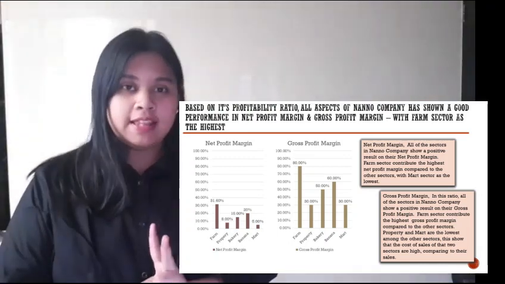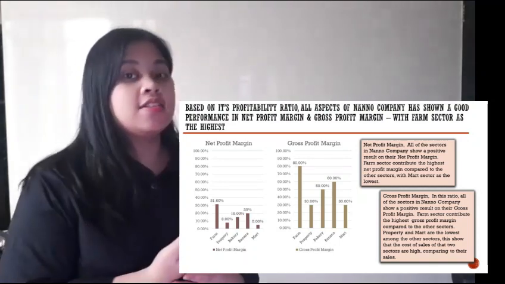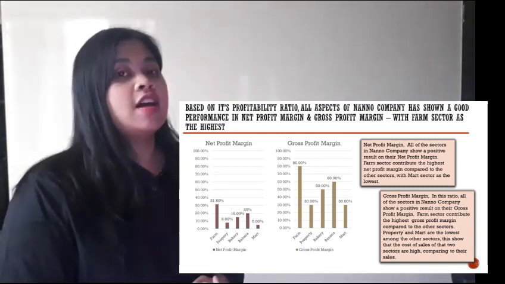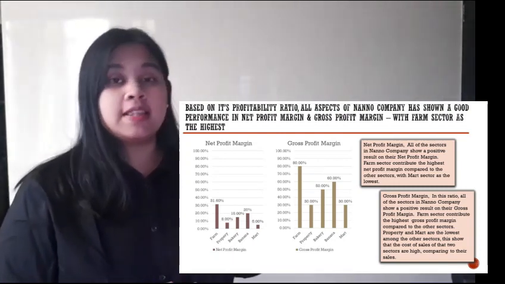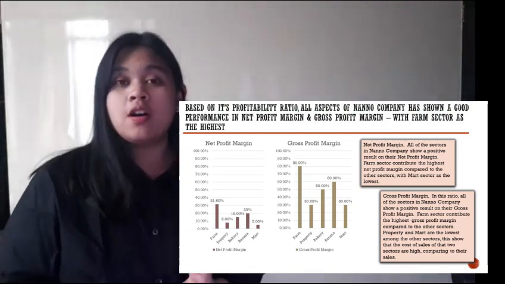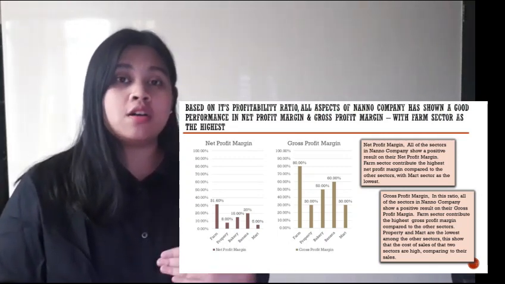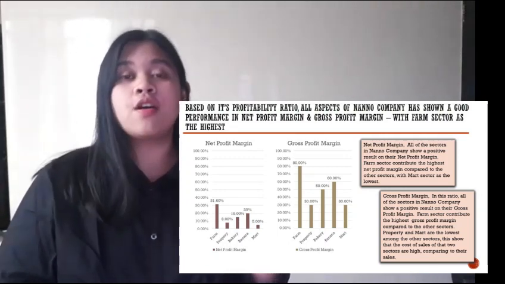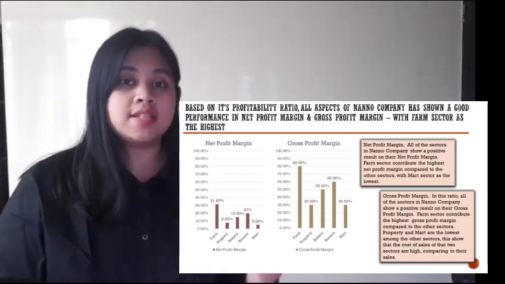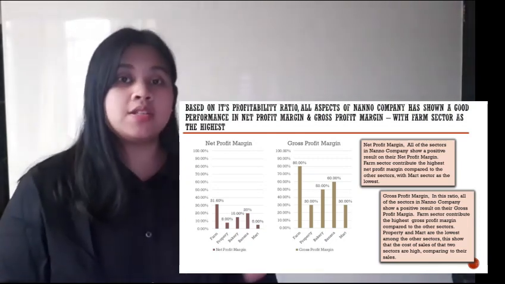The second profitability ratio I'm going to explain is gross profit margin. As you can see in the chart, the farm section again has the best performance because they have the highest percentage on the gross profit margin. Meanwhile, both the mart section and the property section have the lowest percentage because their cost of sales didn't differ that much from their sales, and that affects their gross profit margin.